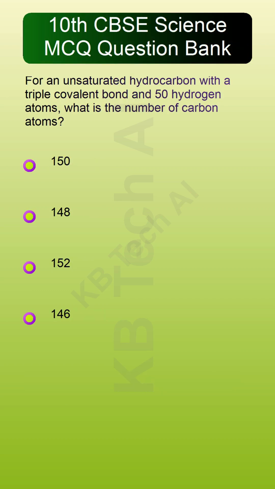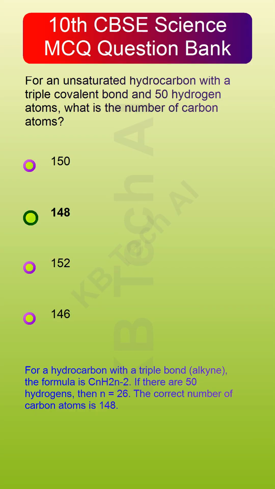For an unsaturated hydrocarbon with a triple covalent bond and 50 hydrogen atoms, what is the number of carbon atoms? Option 1, 150, option 2, 148, option 3, 152, option 4, 146. The answer is, option 2, 148.